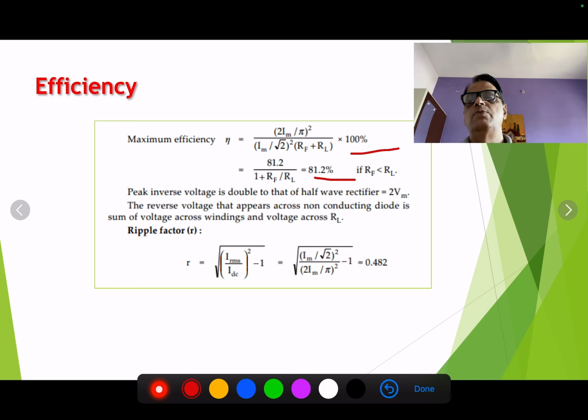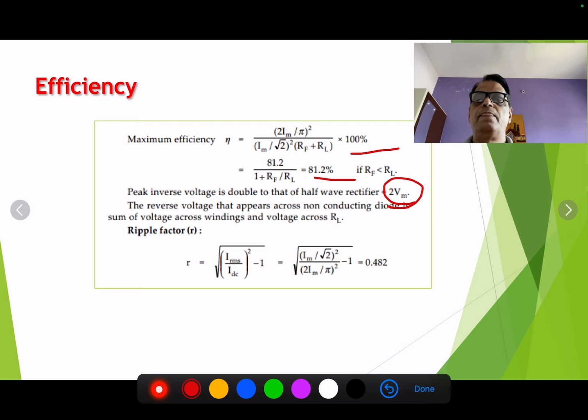So one can easily observe that the efficiency of the full wave rectifier is double that of the half wave rectifier. Also, one can easily observe that the peak inverse voltage in case of full wave rectifier is double that of half wave rectifier, and it is twice Vm. So this is the voltage which the diode has to withstand. Whenever we select a diode for the full wave rectifier, then we have to see what its PIV rating is.